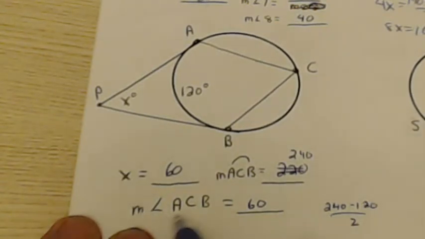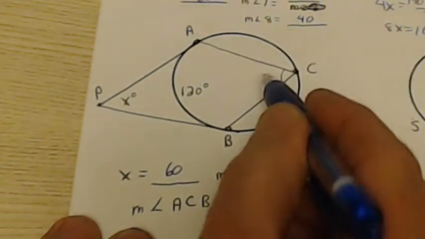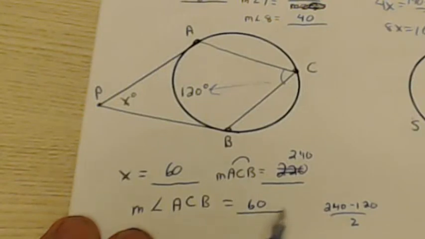Finally, the measure of angle ACB, that's this angle over here, notice that it intercepts a 120-degree arc. Well, its vertex is on the circle, so the rule is the angle is half the arc. Your answer is 60. 60 is half of 120.